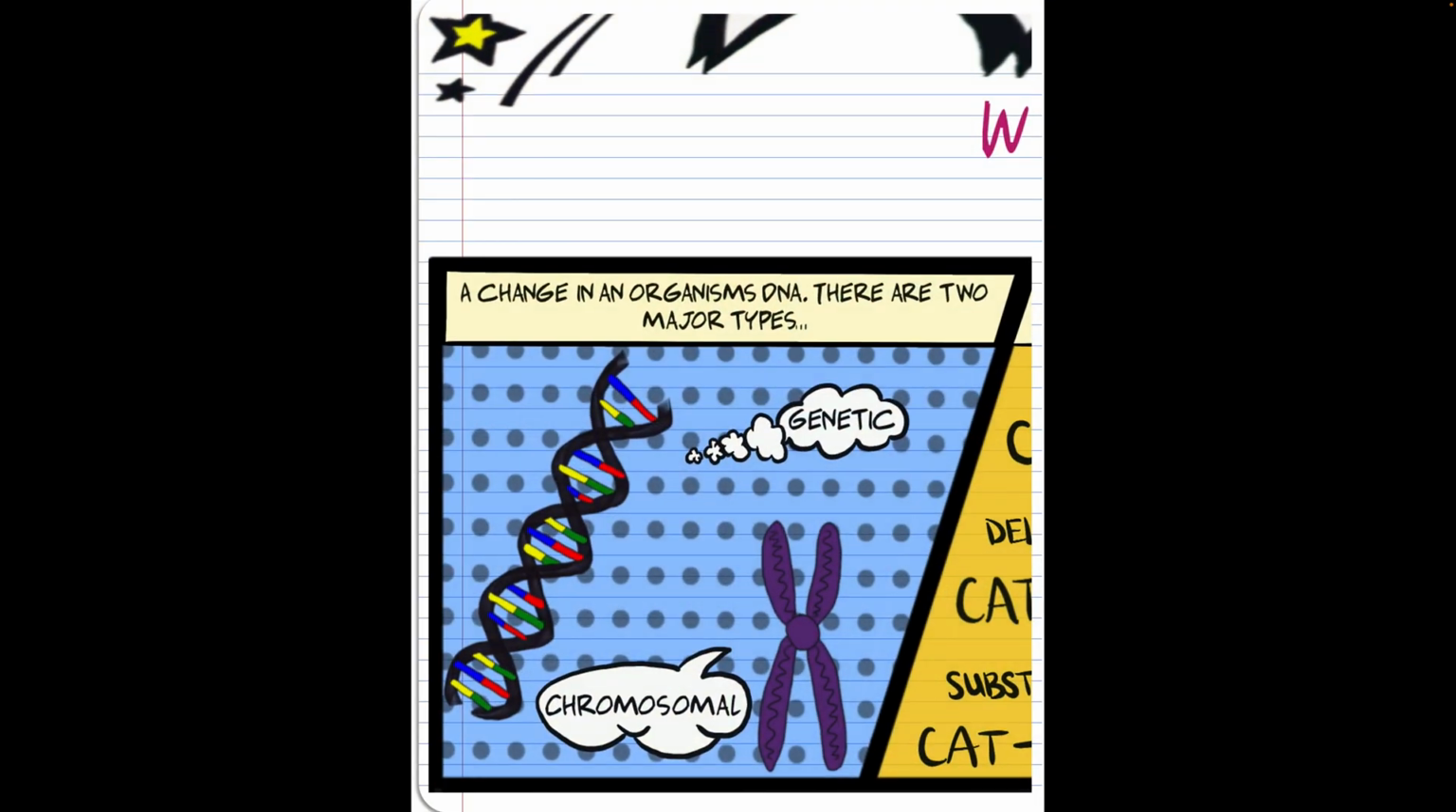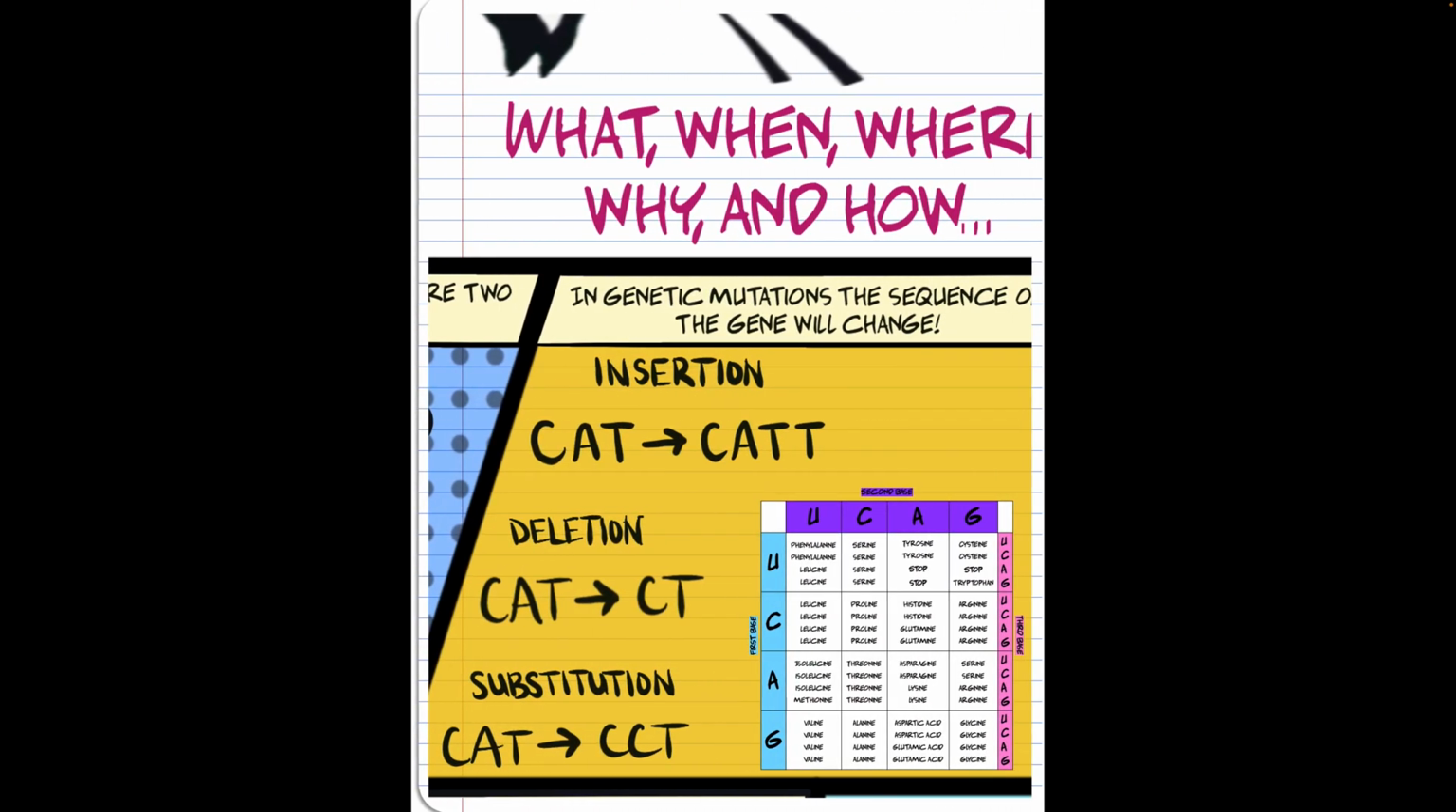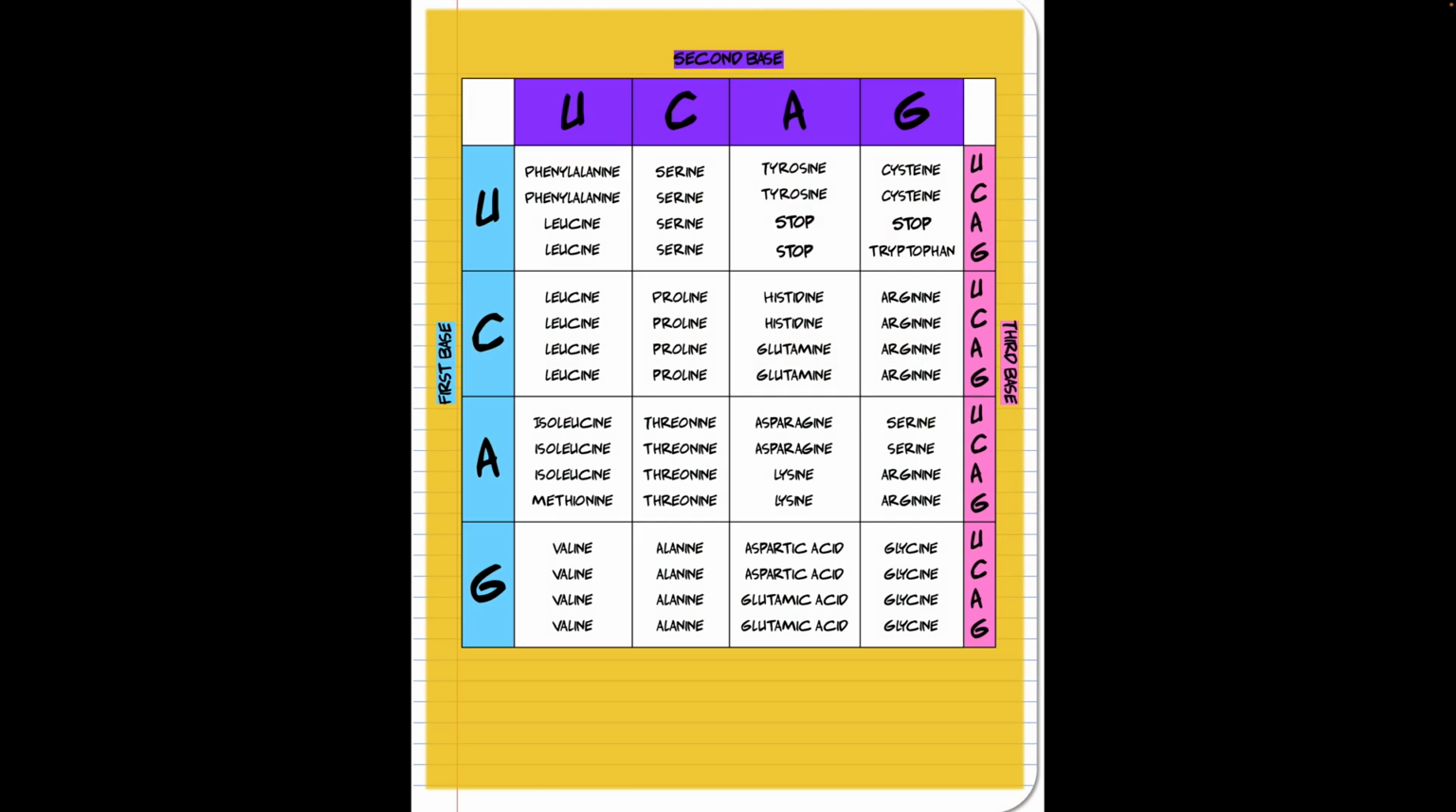Mutations are a change in an organism's DNA, and there's two major types, genetic and chromosomal. For genetic mutations, the sequence of the gene will change. And remember, when we're talking about the sequence of the genes, we're talking about the nucleotides, or base pairs on DNA. And when DNA is being read, it's read in groups of 3, and those 3 letters make up the codon, which codes for a particular amino acid. If an amino acid is changed, it could lead to a change in the protein that the DNA is trying to make, which could lead to a mutation.